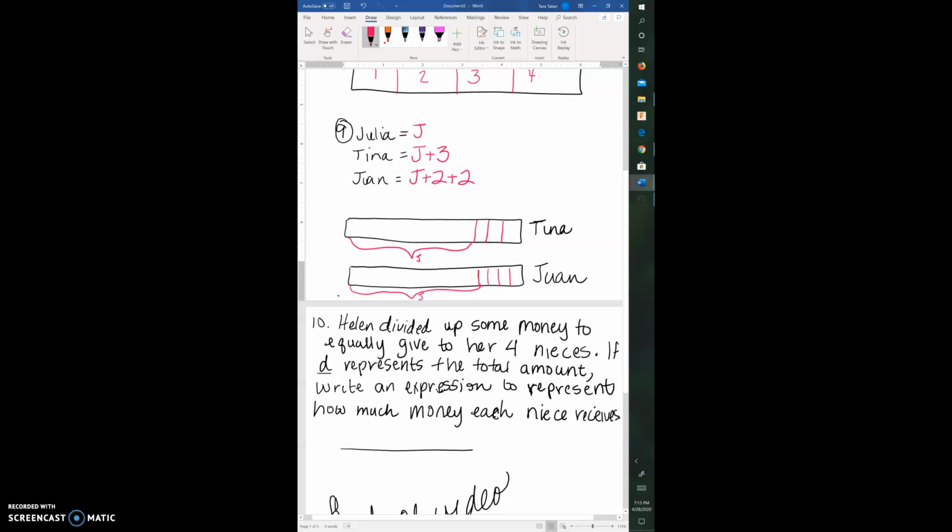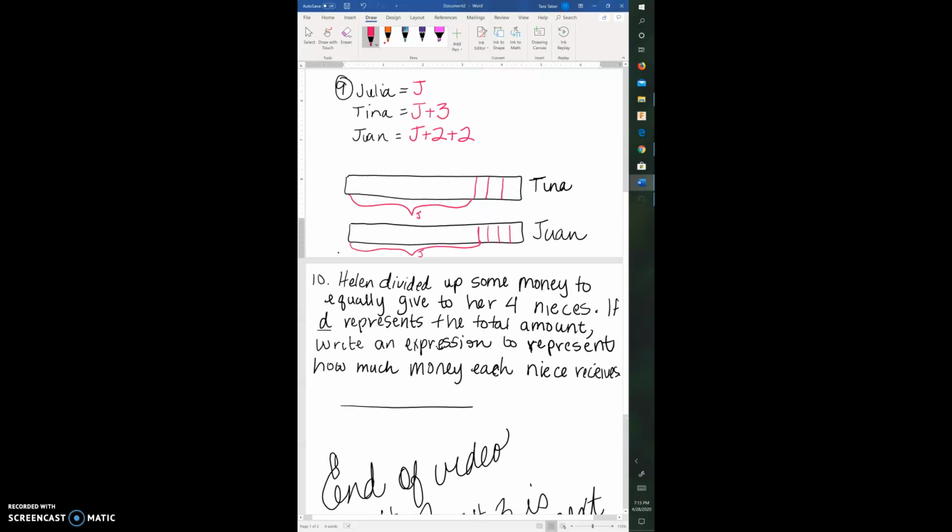Number 10. I'm going to do number 10. I wrote it out for you because I did it in our class lesson. And so I want to do it here so you know what to look at, because yet again, it's a word problem, and I know you get stressed out when you see word problems. So I'm going to read it. It reads, number 10, Helen divided up some money to equally give her 4 nieces. If D represents the total amount, write an expression to represent how much each niece receives.